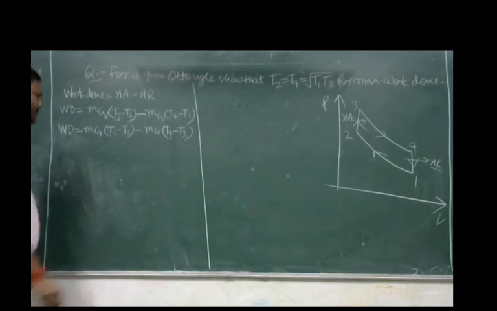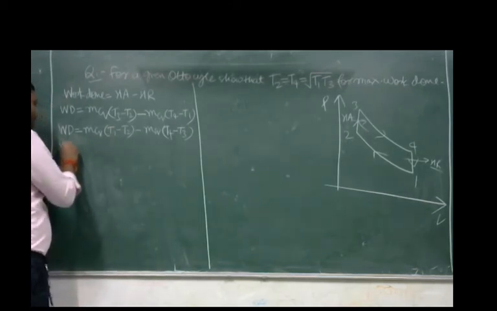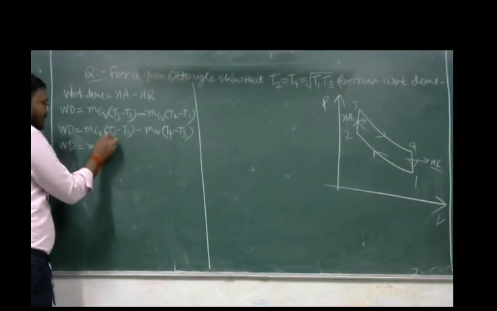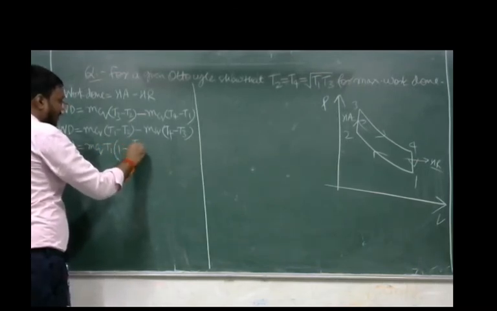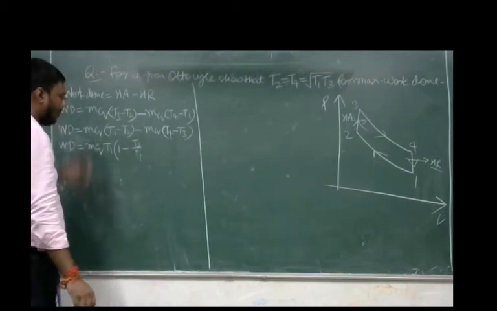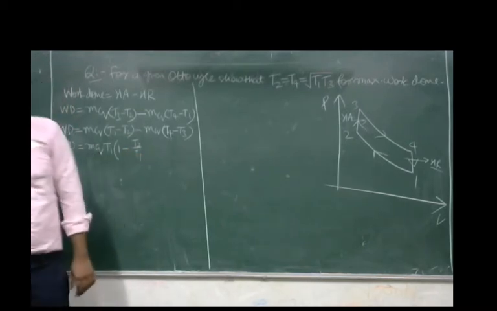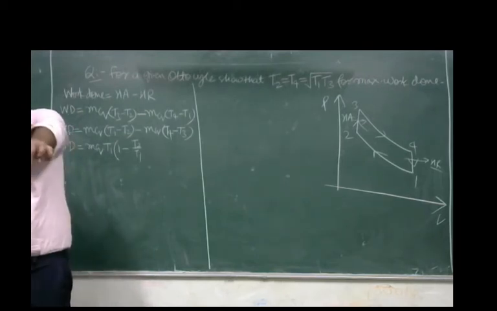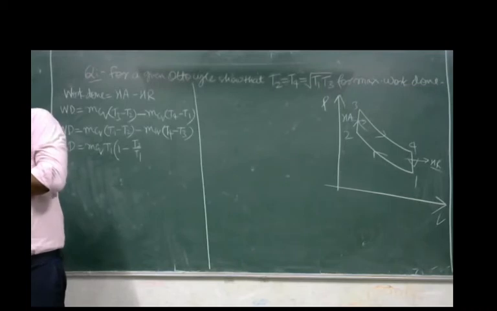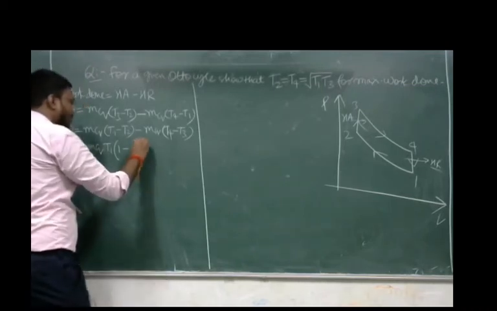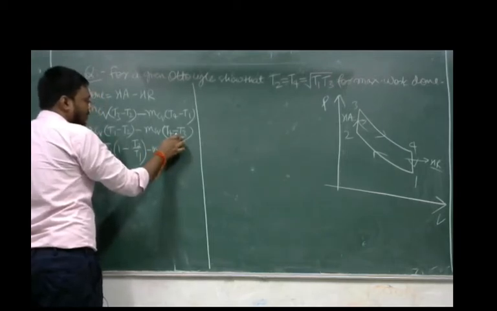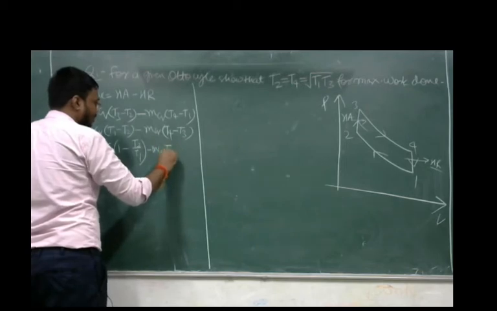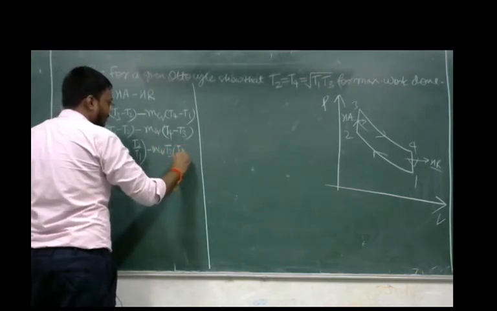Now take T1 common from this bracket, so we will get 1 minus T2 by T1, and minus mCv, take T3 common here, so we will get T4 by T3 minus 1.